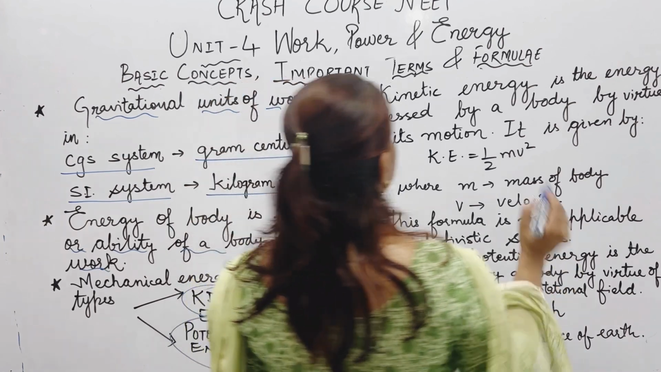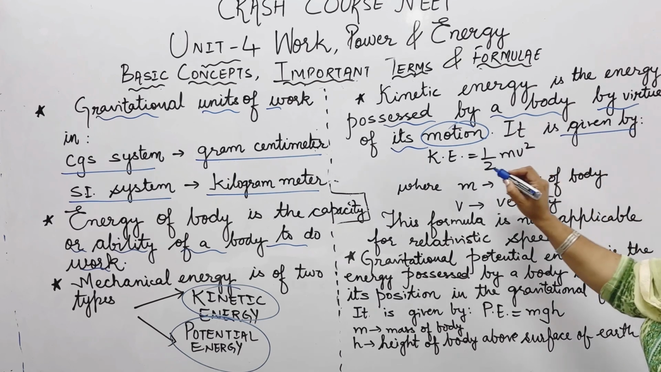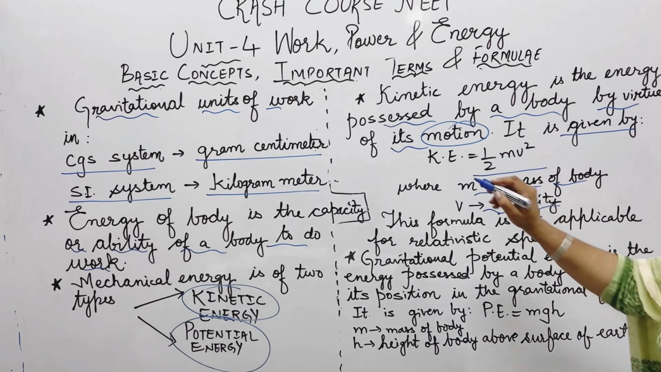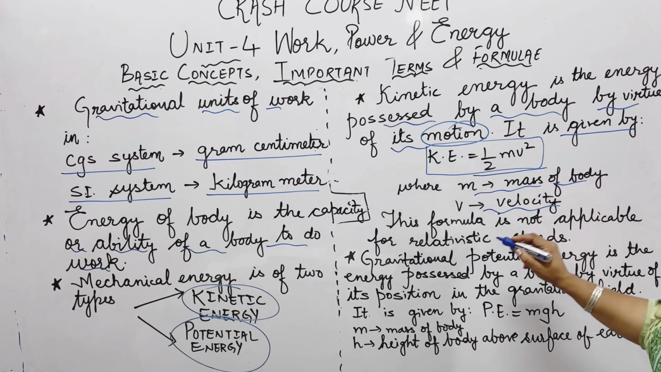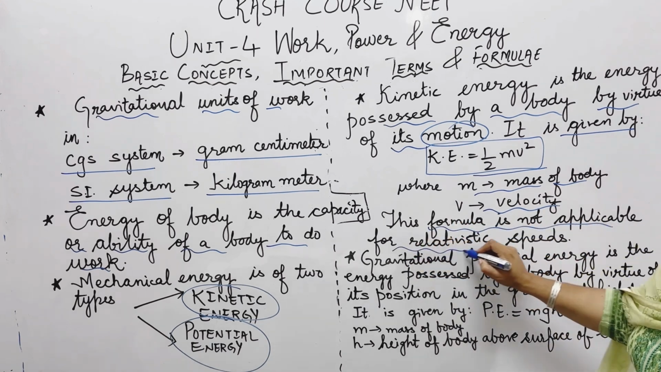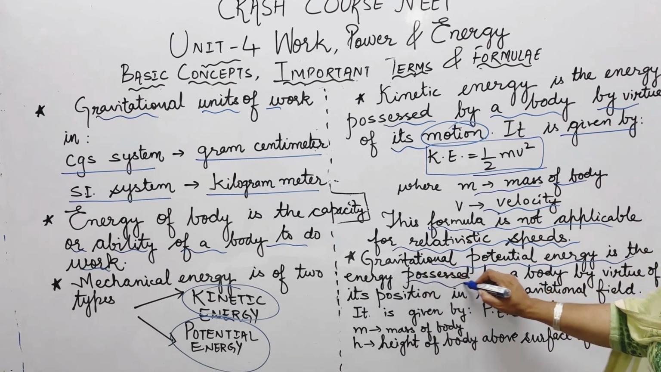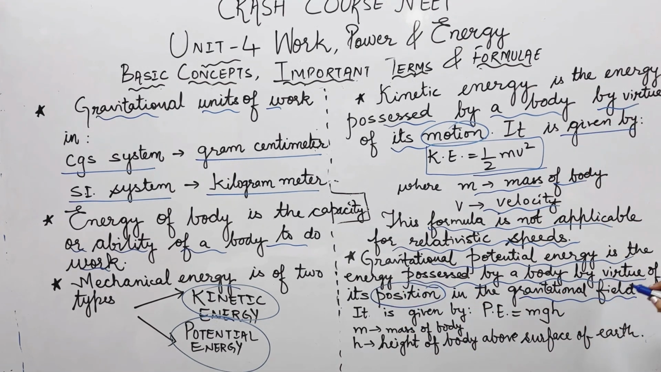Kinetic energy is the energy possessed by a body by virtue of its motion. It is given by half mv square, where m is the mass of the body and v is the velocity. This formula is valid for constant velocities, but the formula is not applicable for relativistic speeds. The gravitational potential energy is the energy possessed by a body by virtue of its position in the gravitational field. It is given by mgh, where m is the mass of the body, g is the acceleration due to gravity, and h is the height of the body above the surface of the earth.